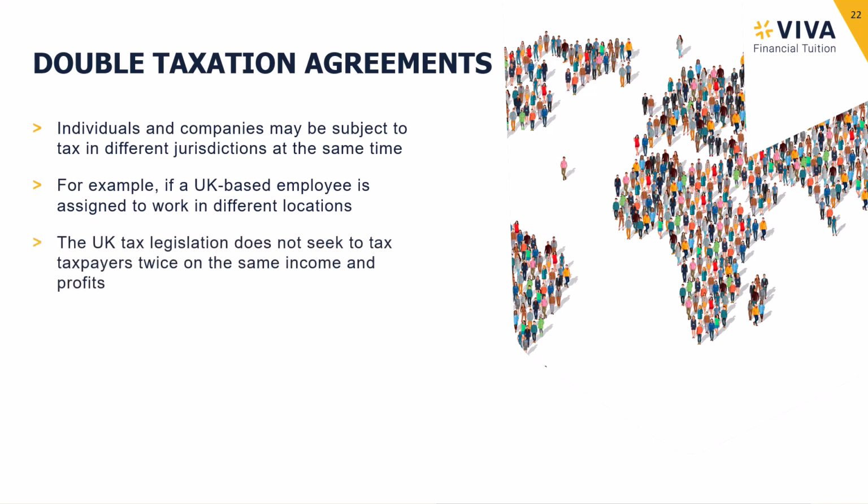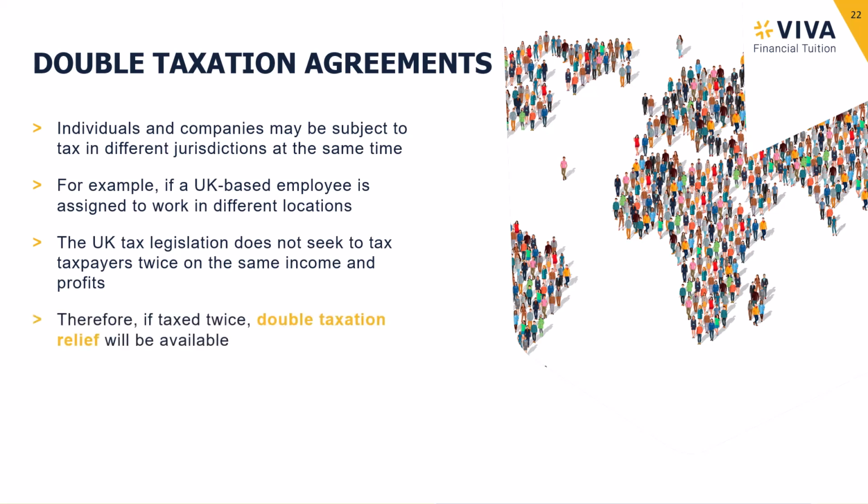Generally speaking, the UK tax legislation doesn't seek to tax taxpayers twice on the same income or on the same profits. And that applies as a general rule across all of the taxes that we look at. So for example, it applies to income tax, it applies to corporation tax, capital gains tax, inheritance tax, etc.